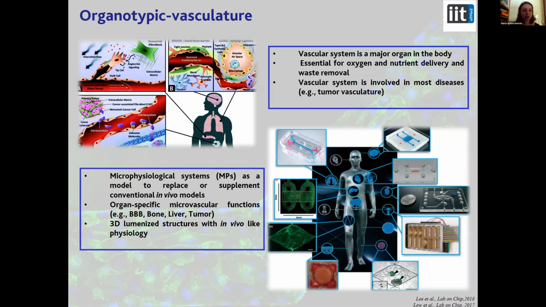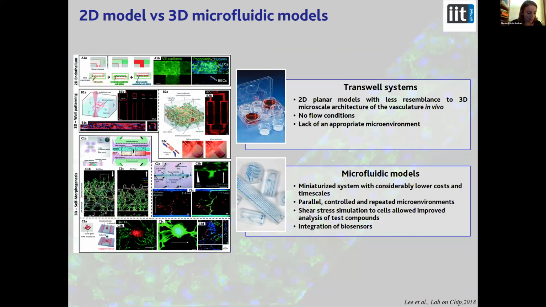In the past, co-culture of endothelial cells and supporting cells was done with 2D planar systems, like, for example, the transwell system and Boyden chamber, that do not recapitulate the 3D organization of the vascular system. On the contrary, microfluidic models are for sure lower cost, and it's also possible to control the microenvironment, to apply shear stress and different flow rates, and also apply different inputs like chemicals and so on.